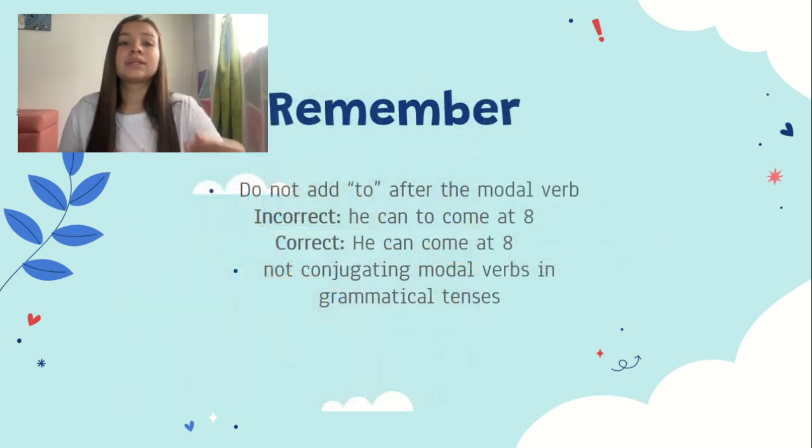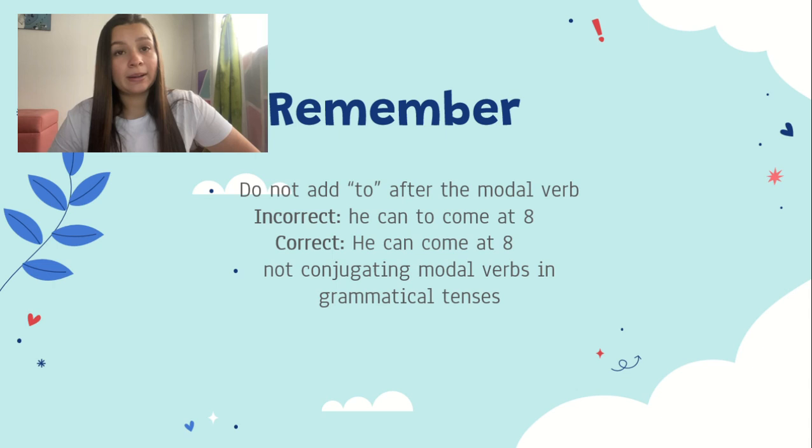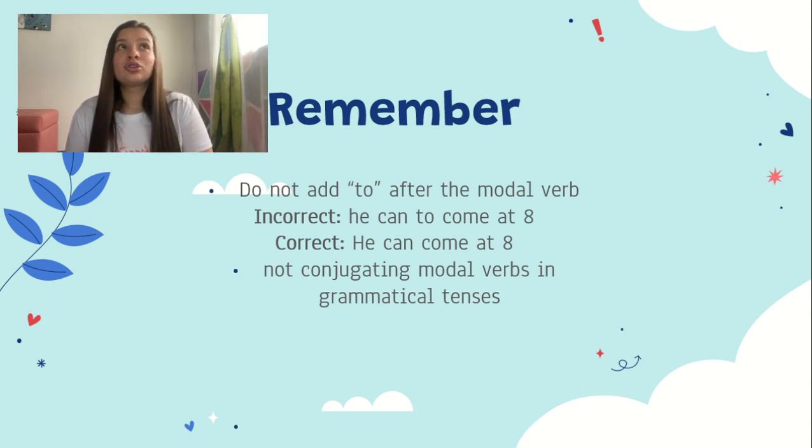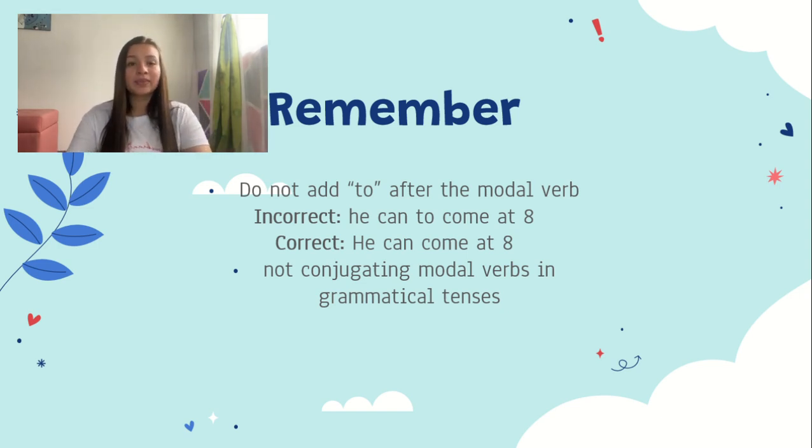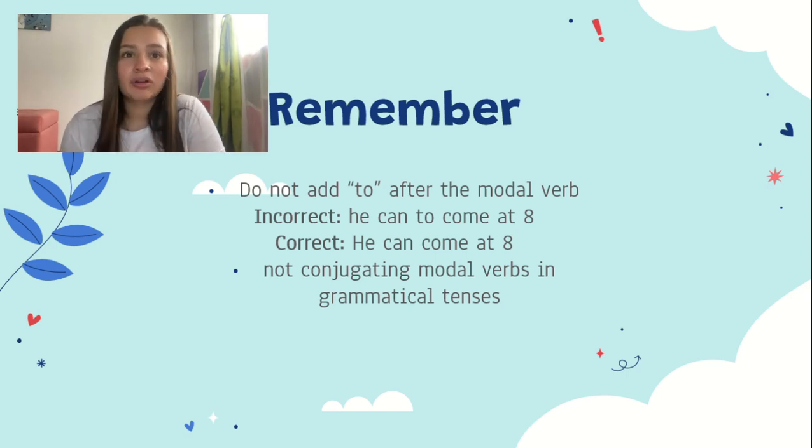And something that we need to remember with the modal verbs is that usually the infinitive verb is used with to, but in this case we don't need to add to after the modal verb. Okay, for example, it is an incorrect form to say he can to come home at 8. That is incorrect. The correct form is he can come at 8. To is prohibited in this part, okay?